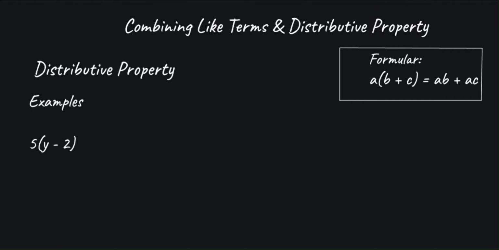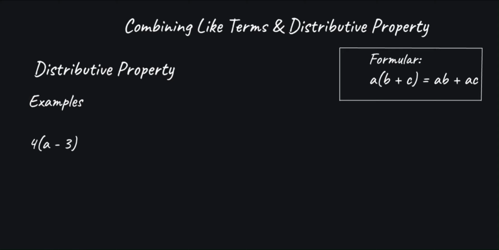Here's another example. I'd like you to work on this one: 5 in parentheses y minus 2. We're going to do the same thing. 5 times y, 5 times 2. In fact, here it's not 2, it's negative 2. So 5 times y gives us 5y. 5 times 2 with the negative would be negative 5 times 2, and this would give us 5y minus 10. And that would be your answer.